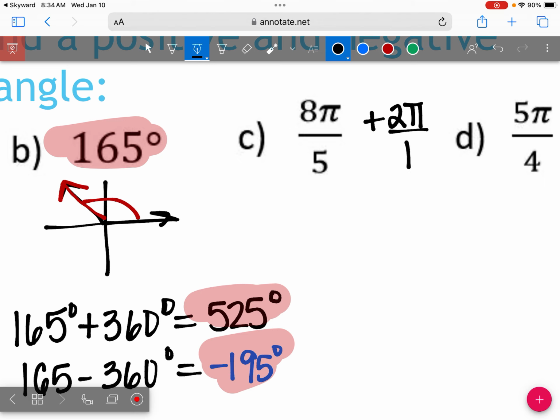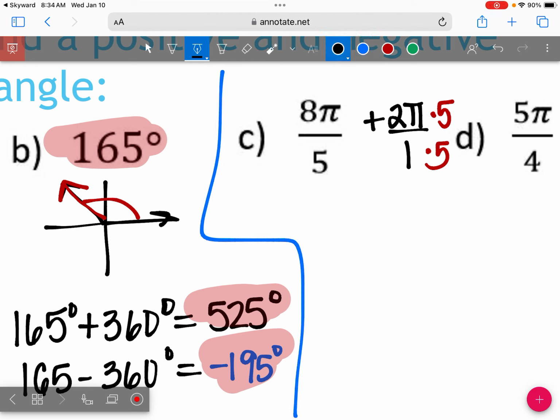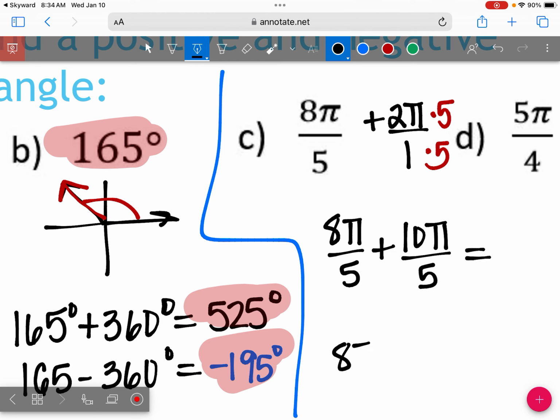Okay, but what do we have to have in order to add fractions? A common denominator. So what do I have to do with this fraction? I need to multiply this by what to get a common denominator of 5? By 5. So that would be 8 pi over 5. And you're going to add 10 pi over 5 because 10 divided by 5 is 2. And then you're going to do the same thing with subtracting it.